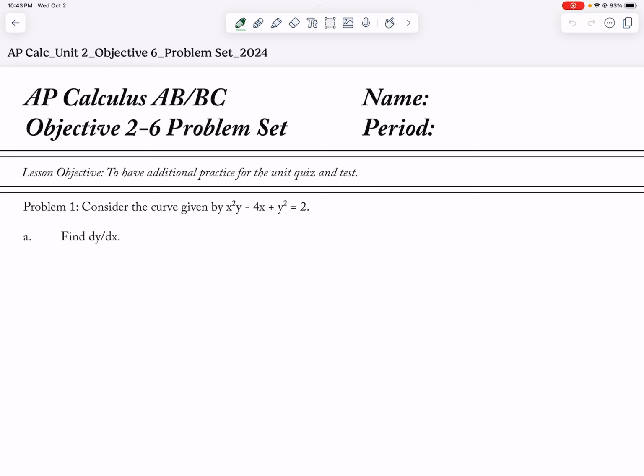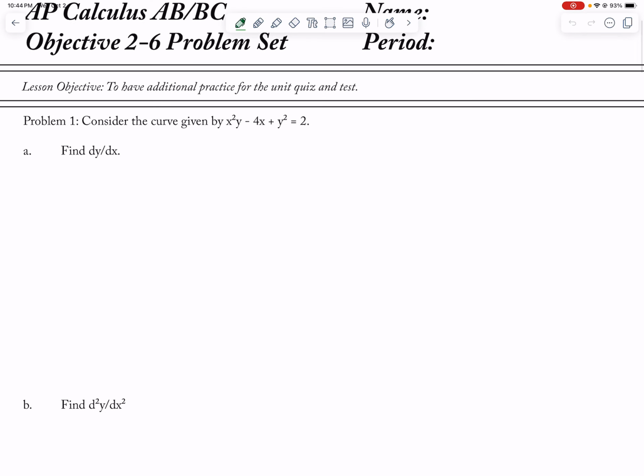Okay, so let's go ahead and take a look at this problem set. I'm not going to do all of them word for word, but I am going to give you guys some hints on what you're supposed to do. When you look at any review assignment, you have to know what the question is asking.